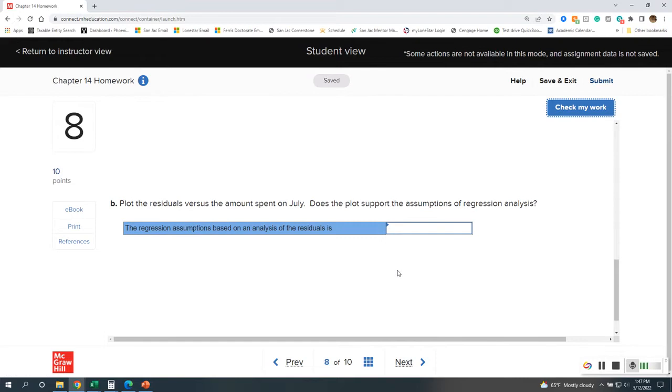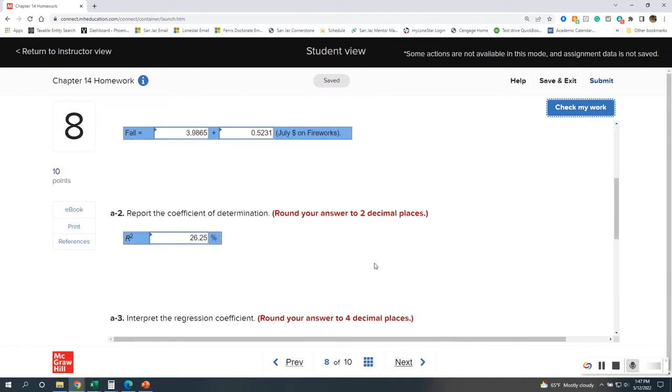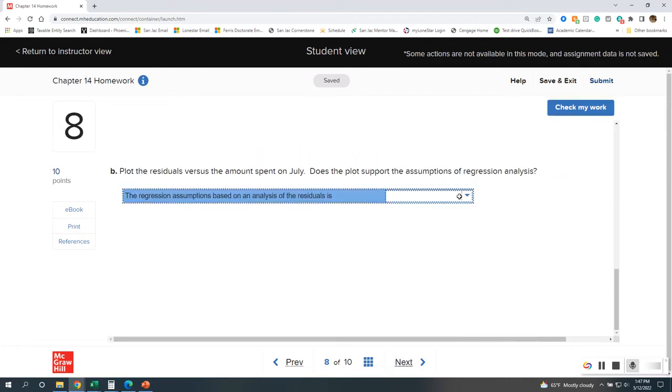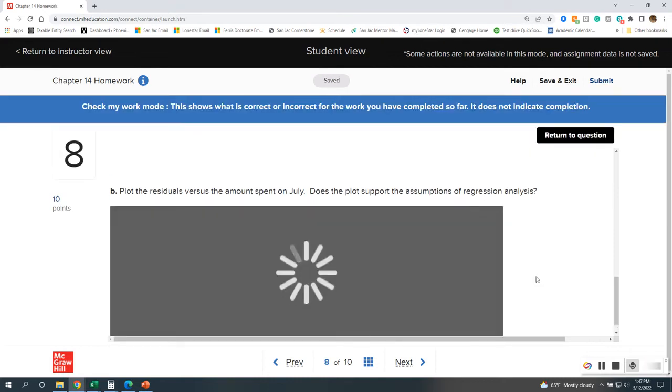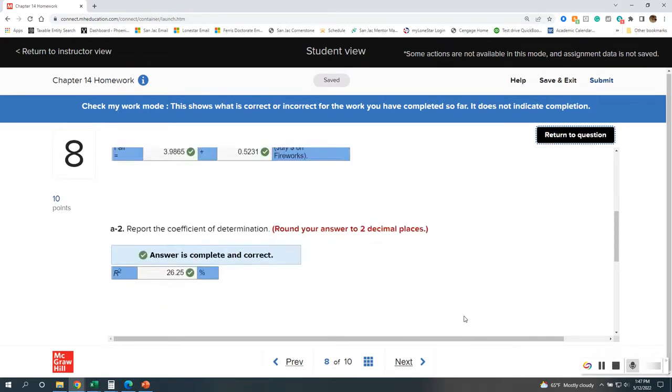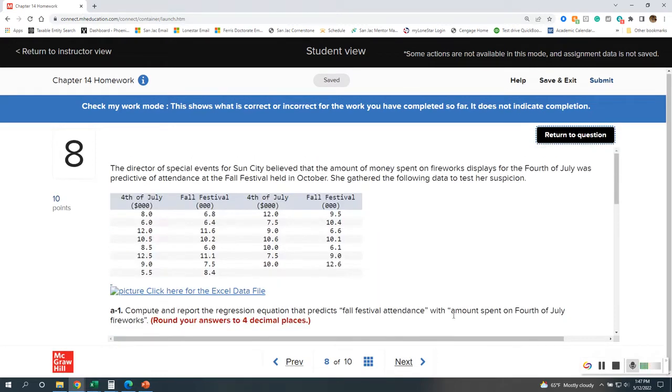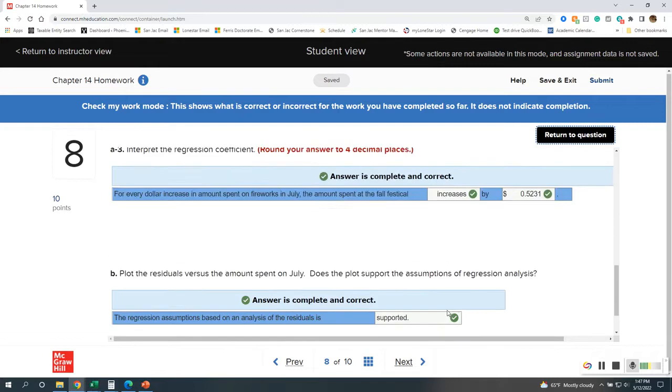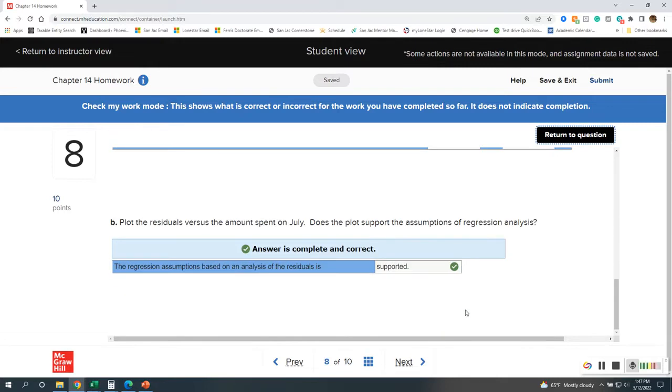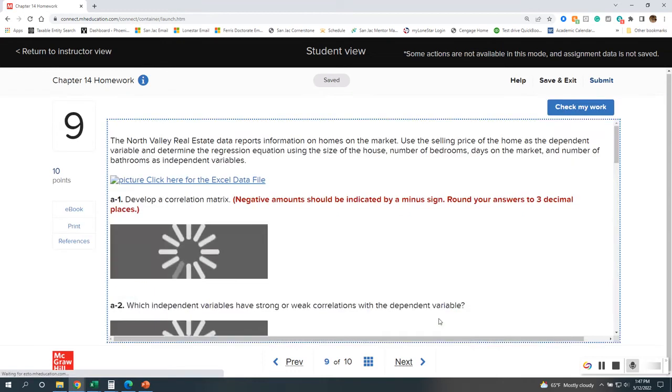Plot the residual versus the amount spent on July. Does the plot support the assumptions of regression analysis? Now we can plot it, but we know it's going to support. There. 8 is great right now. That was a lot easier and wasn't really a multiple regression. It's just a simple one. But we'll take it.